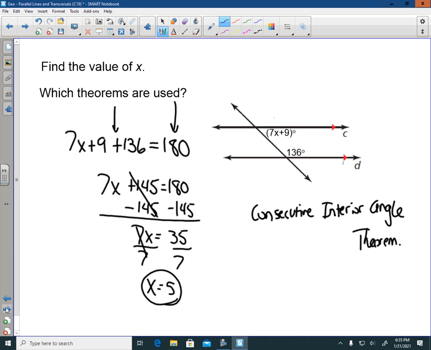First step, identify the angles that you have. Pick the right postulate or theorem to help you build an equation and solve that equation. That's how you get these done.